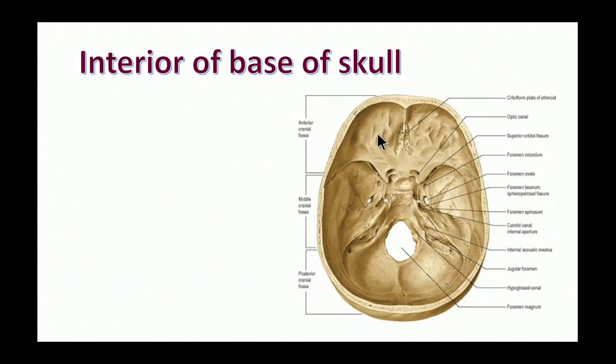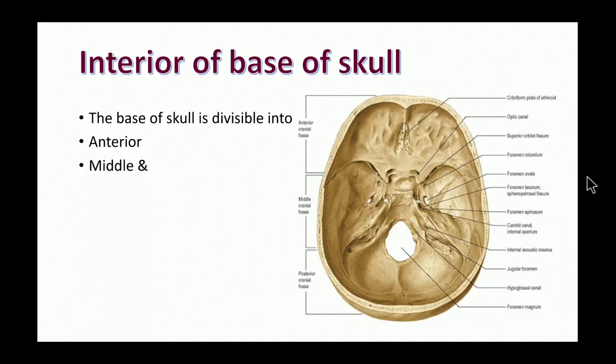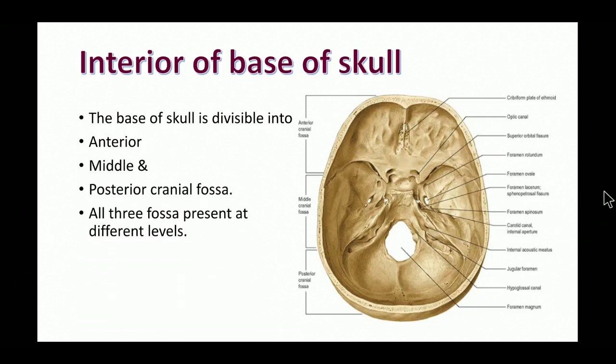Next, coming to the floor of the base or the internal aspect of the base of the skull, it is divided into anterior, middle and posterior cranial fossa, and they are present in a stepwise manner. They don't lie in the same horizontal plane. The anterior cranial fossa is present at a higher level than the middle cranial fossa, and the deepest of all is the posterior cranial fossa. So the three fossae are present at different levels. Now we will try to understand the features on the floor, especially the cranial fossae, one by one.